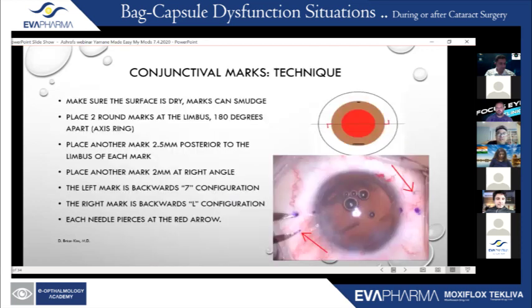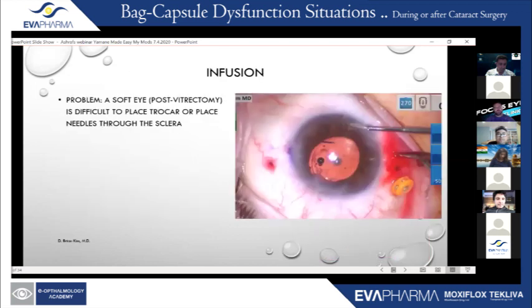And so the way to get around that is to make the marks, but you have to make sure that the surface is dry. Place 2 marks at the limbus 180 degrees apart, just like with the glued IOL technique. Marking is so important so that you have good centration. I like to go 2.5 millimeters posterior to the limbus and 2 millimeters at a right angle. So the left mark is a backwards 7 configuration and the right mark is a backwards L configuration. And you can see the red arrows are the point of entry for the technique.